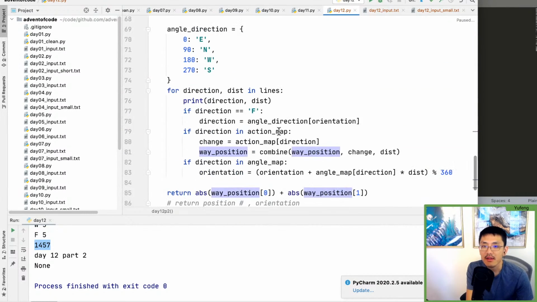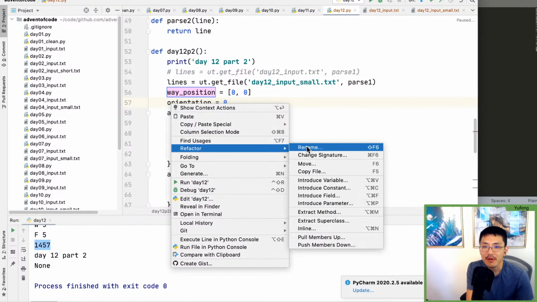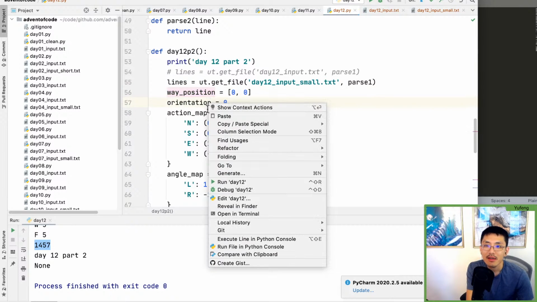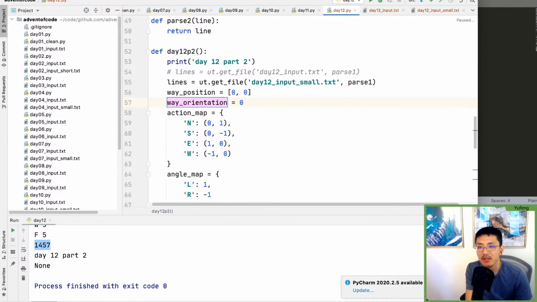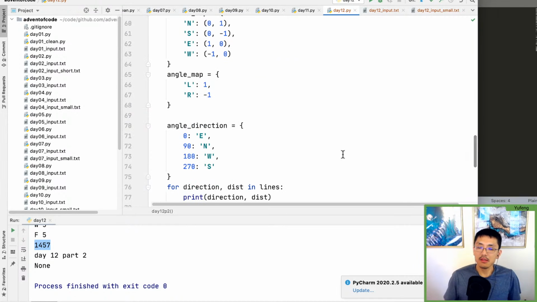Good. Man, I love this intelligent renaming. Rename, refactor, rename. Oh, renaming is not finished yet. Okay. Refactor, rename, way orientation. And then we just need one final thing, which is ship position. Wow, okay. The action map stays the same, the angle map stays the same, the angle directions also stay the same.